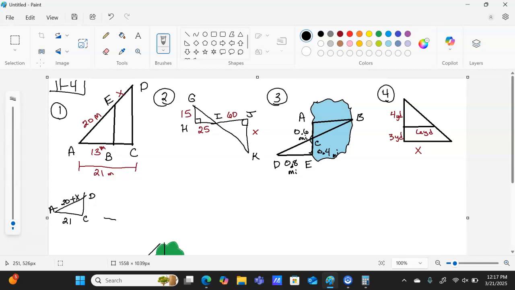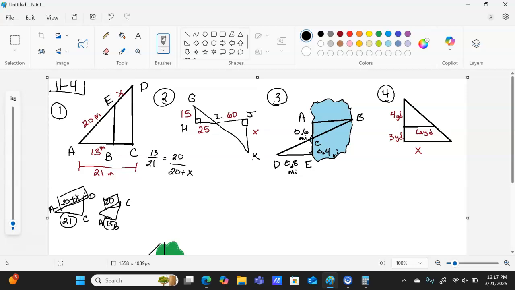And then the little triangle, A to B to C, is 13 down here and 20 here. So this side and this side are proportional to these two. So we have, see if we can make room for it here. 13 over 21 is proportional to 20, which comes out of the smaller triangle, to 20 plus X.